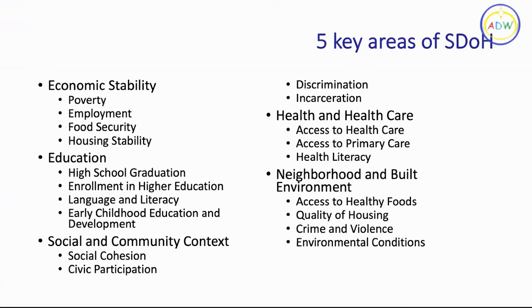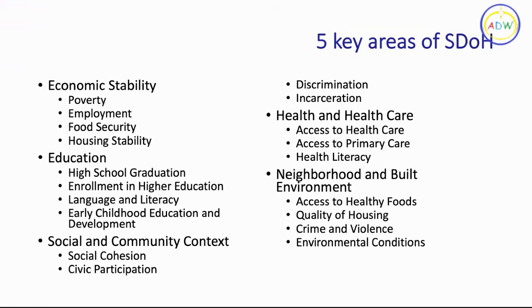So social and community context: here of course we have to look at the connection between characteristics of the context within which people live, learn, work and play, and their health and well-being. This includes topics like cohesion within a community, civic participation, discrimination, conditions in the workplace, and incarceration. And the economic stability domain: here we look at the connection between financial resources people have, income, cost of living, and socioeconomic status, and their health. This area includes key issues such as poverty, employment, food security, and housing stability.